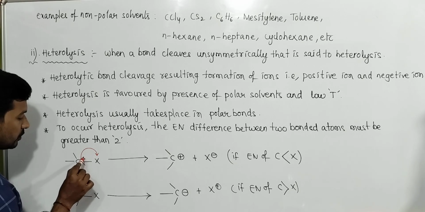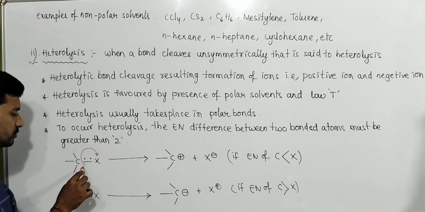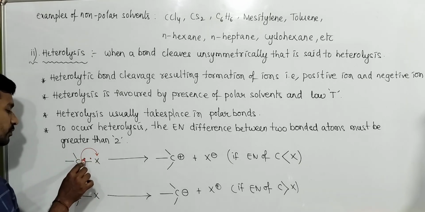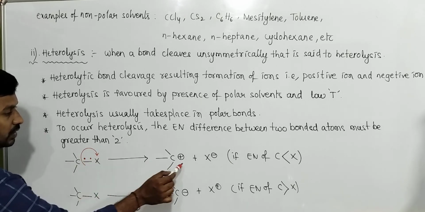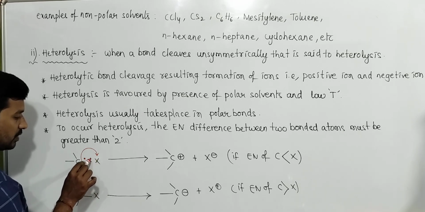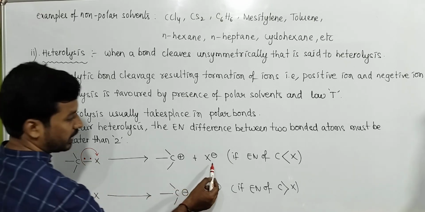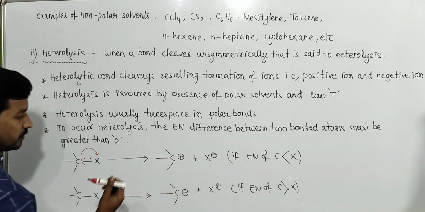One electron of the bond belongs to carbon, the other electron belongs to X. Here X goes out along with carbon's electron also. This electron actually belongs to carbon. Here carbon loses an electron and gets a positive charge. X gains one more electron along with its own, and due to gaining an electron, X acquires a negative charge. So we get a positive ion and a negative ion.